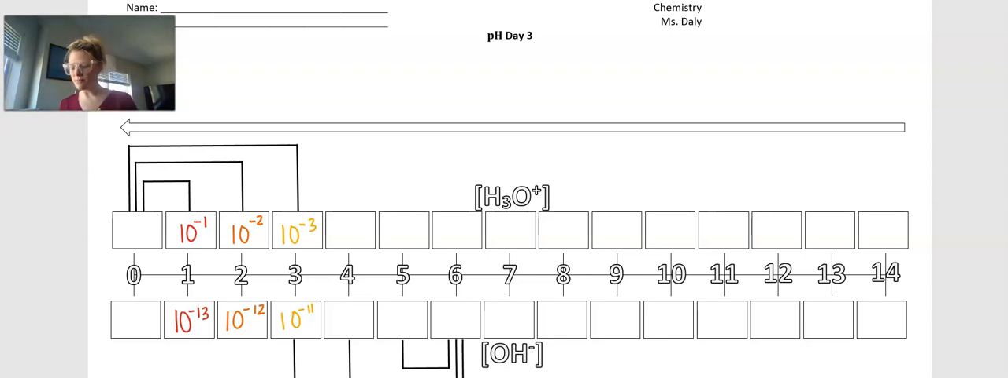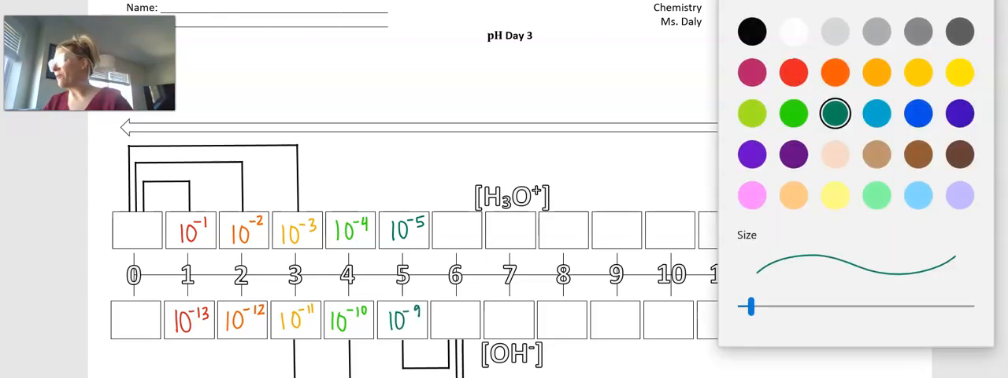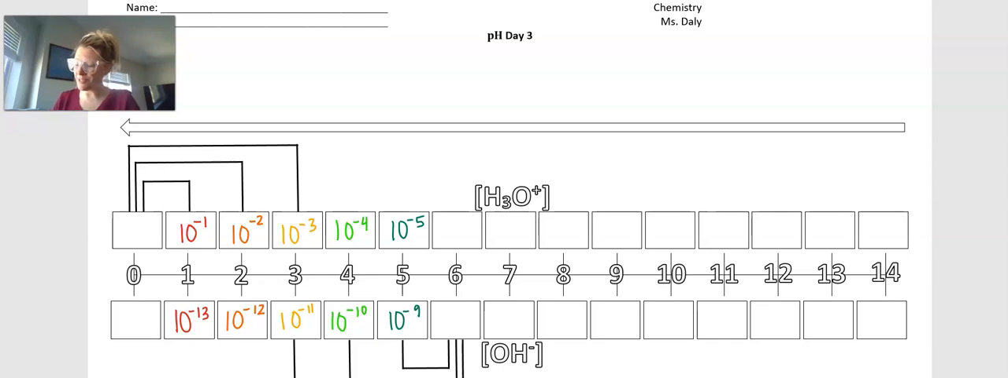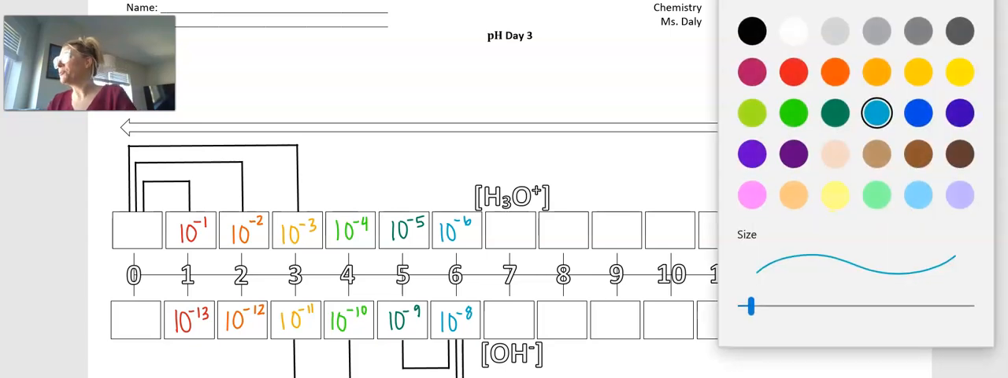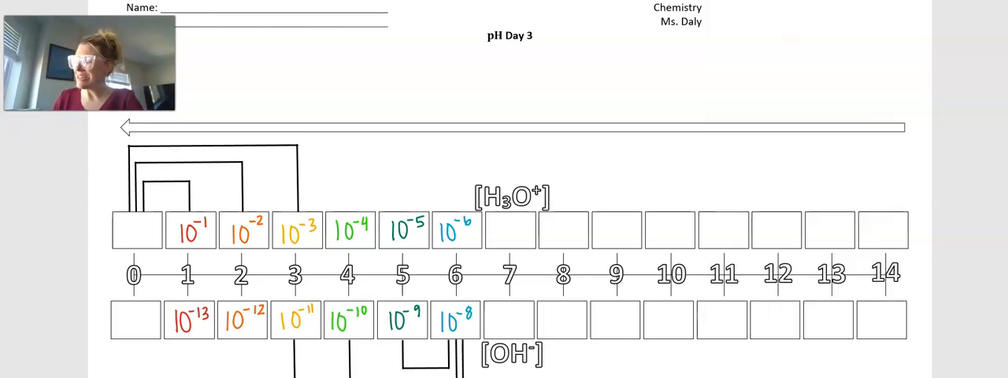All right, so on to our next value: 10 to the negative 4 for our hydronium concentration, 10 to the negative 10 for our hydroxide concentration. Okay, for 5, we have 10 to the negative 5th and 10 to the negative 9th. For our pH of 6, 10 to the negative 6th and 10 to the negative 8, and then we hit our beautiful neutral spot here, 10 to the negative 7 for both. At a neutral pH, we have equal concentrations, and I'm going to write that in just a moment.